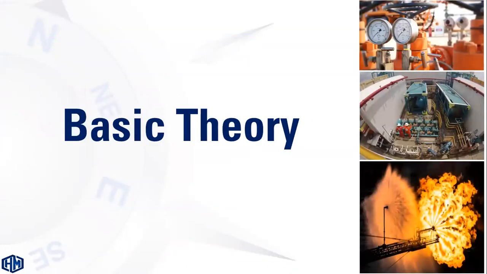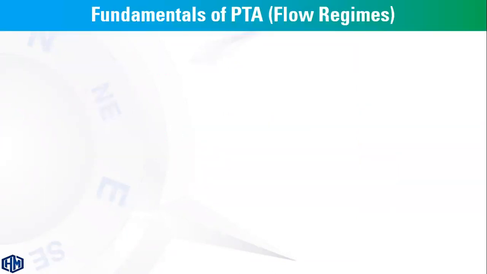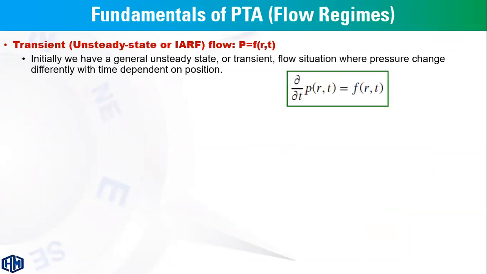Right now, I will highlight the basic theory of well testing, the fundamentals of flow regimes. The flow regimes in well testing simply are the relationships of pressure with time. We have three basic types of flow regimes. The first one is the transient or the unsteady state or infinite acting radial flow. In this case, the pressure will be a function of r, the radial distance, and t, the time.